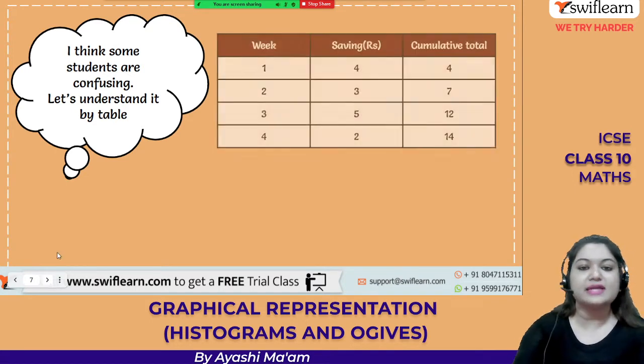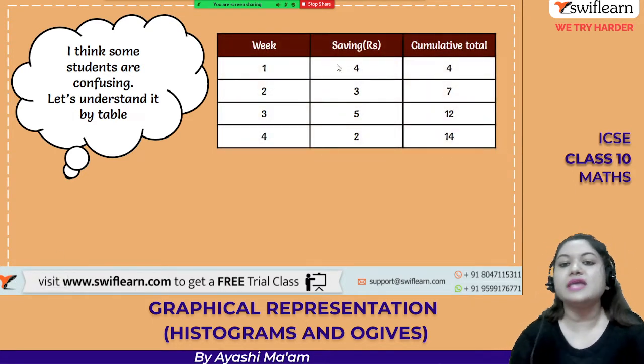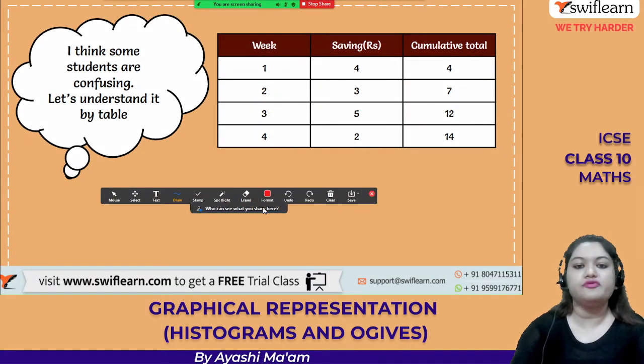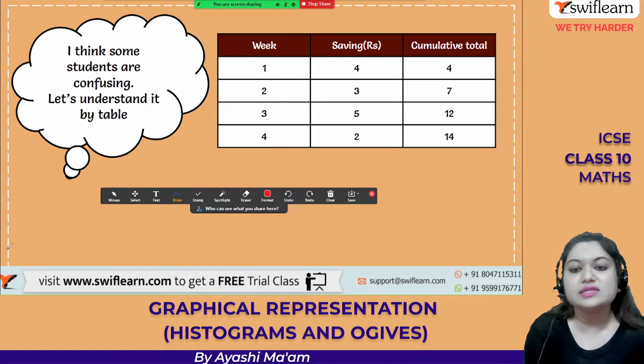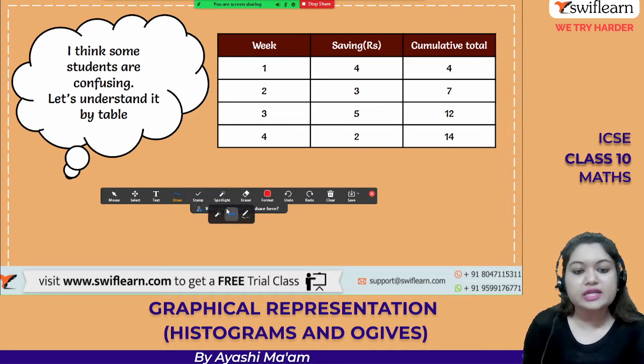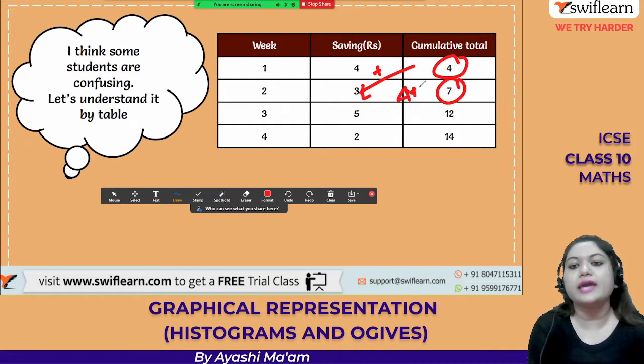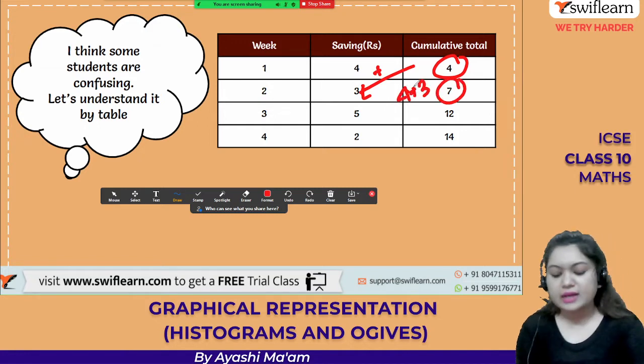Let's see an example also. Week 1 savings rupees 4, so our cumulative total will be 4. Week 2 savings is 3. So now our cumulative total is going to be rupees 4, which was your previous saving, plus rupees 3. So 4 plus 3, that's how we are getting 7. Very easy.